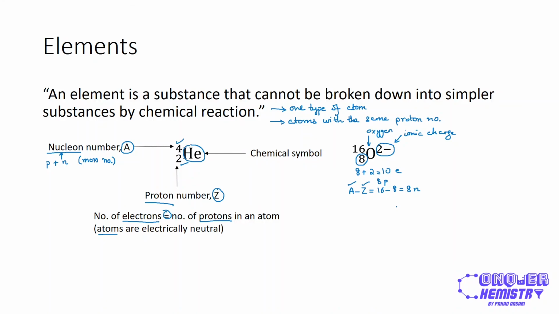All right, so this is the basics of atomic structure, the 3 subatomic particles, the definition of elements, and how you can find the numbers of the different subatomic particles in an atom or ion. In the next video, we'll briefly touch upon isotopes before we move on to electronic structure or configuration in detail.